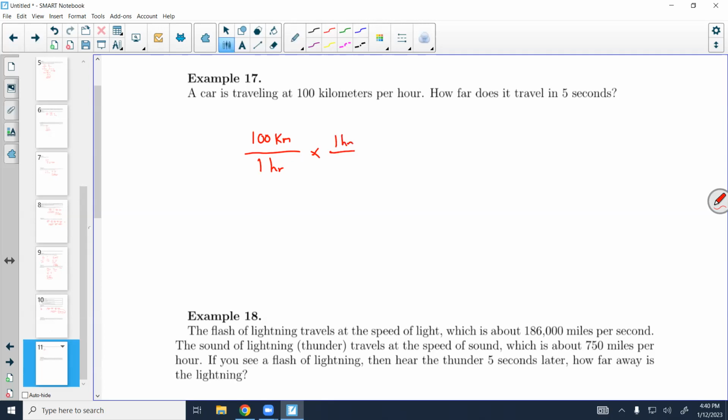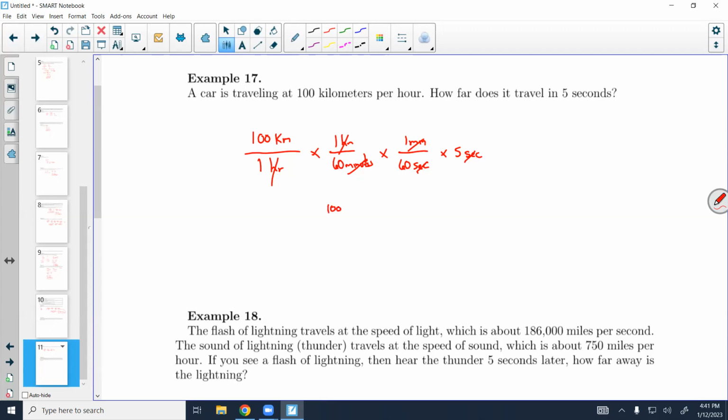1 hour is 60 minutes, so the hours cancel out. 1 minute is 60 seconds, so the minutes cancel out. And then I have 5 seconds, so the seconds will cancel out. So all I have remaining is kilometers.